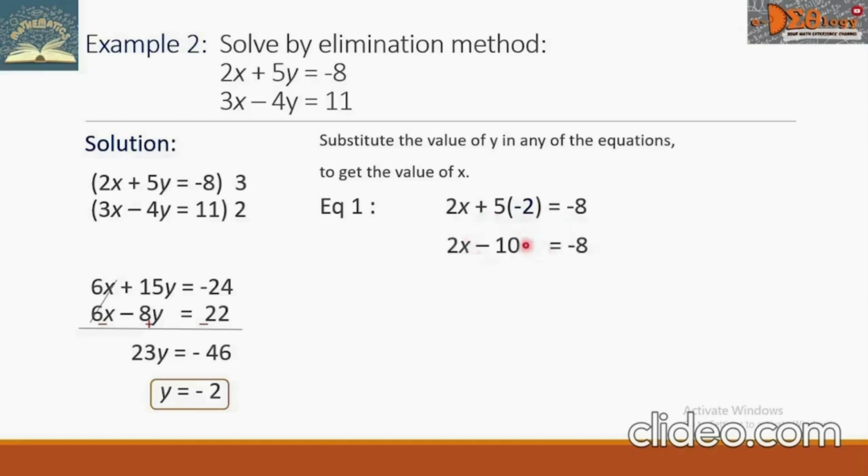Then we transpose the negative 10 to the right. So 2x equals negative 8 plus 10. The right side becomes positive 2. To solve for x, we divide the equation by 2. So x equals positive 1. This is the value of x.